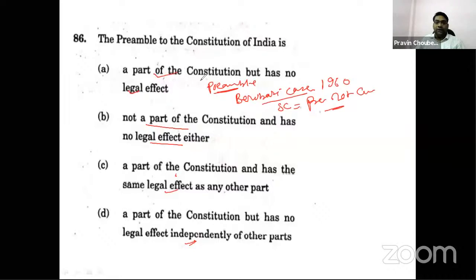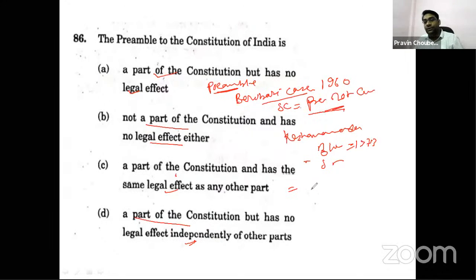So in the Berubari case in 1960, it said that the preamble is not a part of the Constitution. In the Keshavananda Bharti case, 1973, the Supreme Court said that the preamble is a part of the Constitution and it can be amended. So out of the four statements, the preamble is a part of the Constitution but has no legal effect.